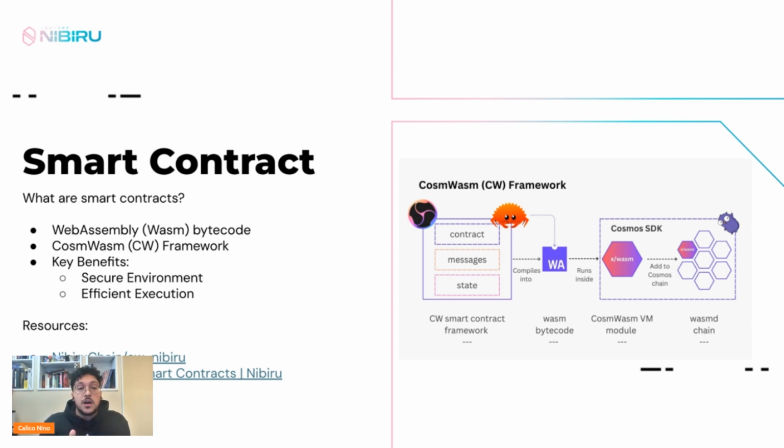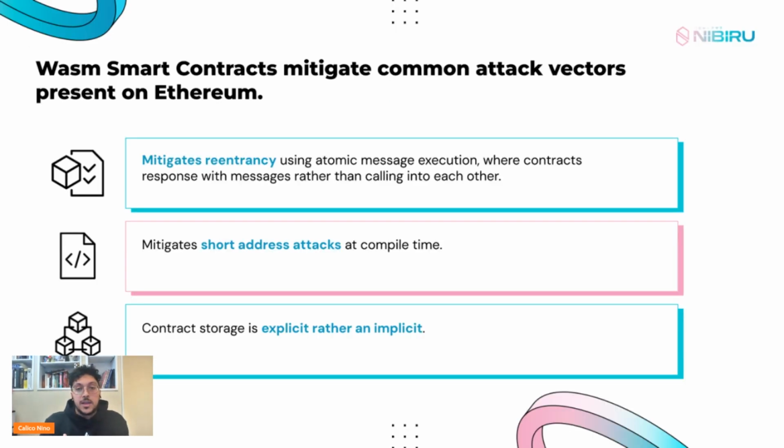Now, WASM contracts have a real benefit because they learned from the mistakes that Ethereum had before. So it's able to mitigate some common attack vectors that were presented on Ethereum. One of them is re-entrancy, which is addressed using atomic message execution, where contracts respond with messages rather than calling into each other. So basically, when you perform a contract, it calls other contracts within each other. This is disabled in CosmWasm because it leads to unexpected behaviors. CosmWasm doesn't allow the calling of other contracts directly, but instead it sends messages that will be dispatched by a router at the end of the execution.